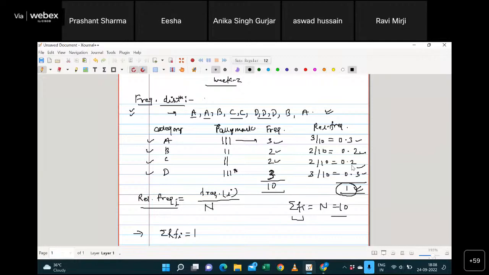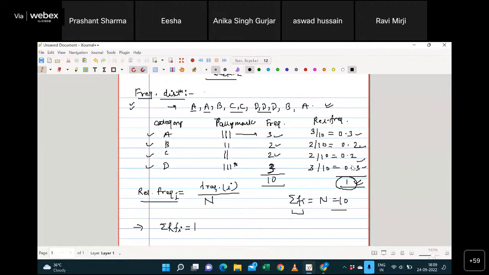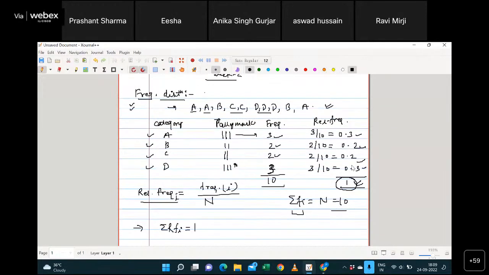Now, suppose in your example there is 0.3 and the next is 0.2, and it's given like a fill in the blanks. So is it always that it's a ratio which gives a complete number, as in 1 or 100? Yes, Ravi.